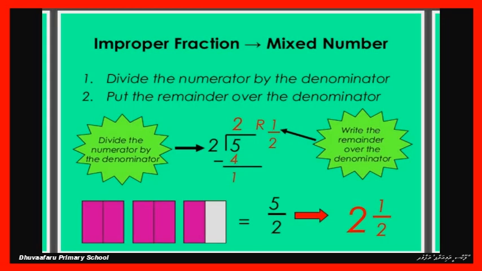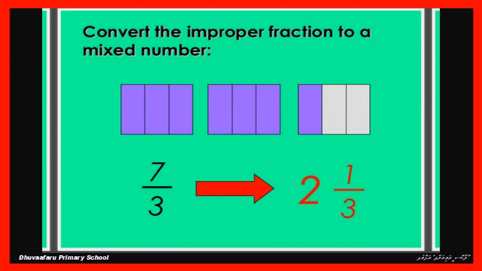Changing an improper fraction to a mixed number. First you have to divide the numerator by the denominator and put the remainder over the denominator. For example, 5 by 2. When we divide 5 by 2, in the table of 2, 4 comes, so it is 2, and 5 minus 4 is 1. So we have to write 2 1 by 2 as the answer. When we convert 7 by 3, the answer comes to 2 1 by 3.